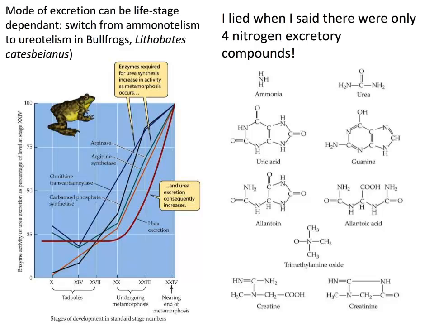And also, I said that there were only 4 nitrogenous excretory compounds: ammonia, urea, uric acid, and guanine. However, those are the most common ones. There are a whole host of others, so just be aware that there are more than just the 4 I started with.